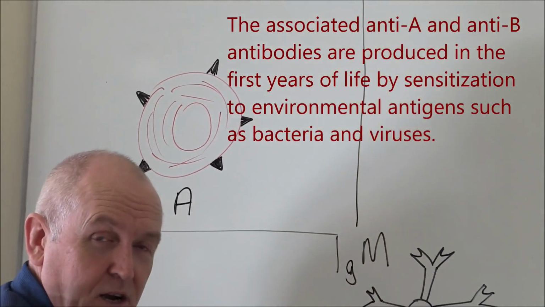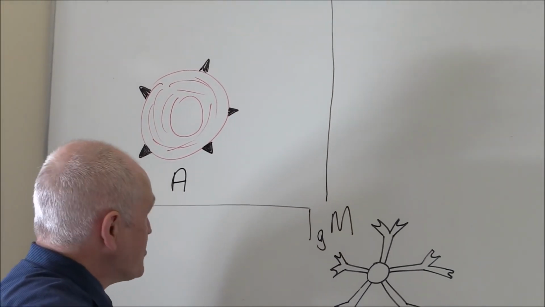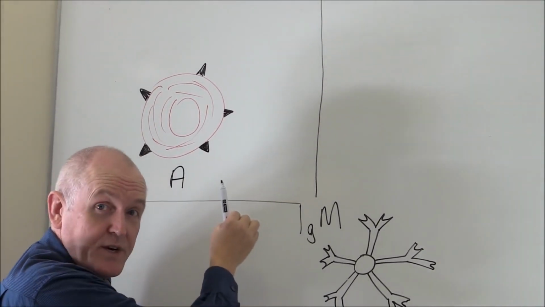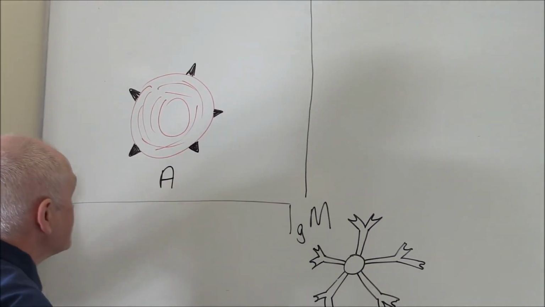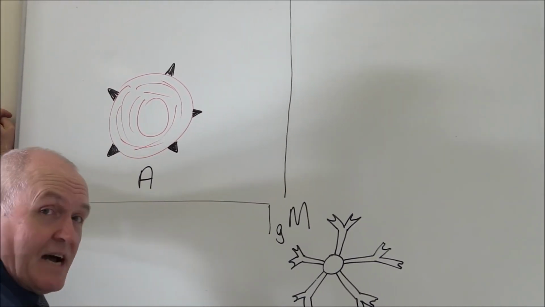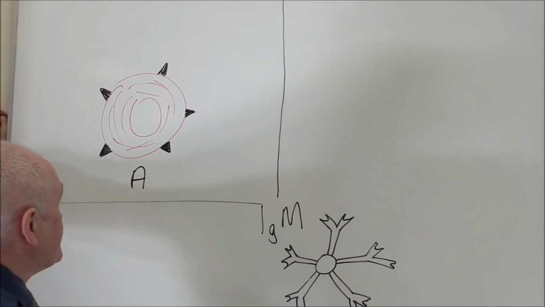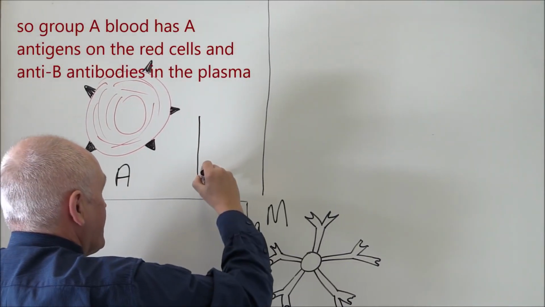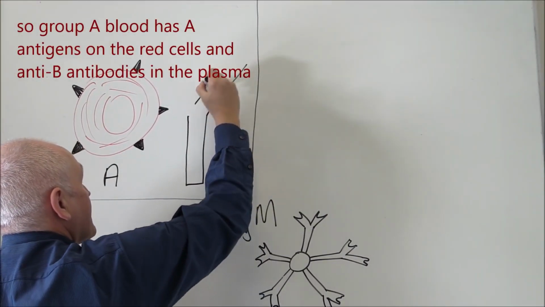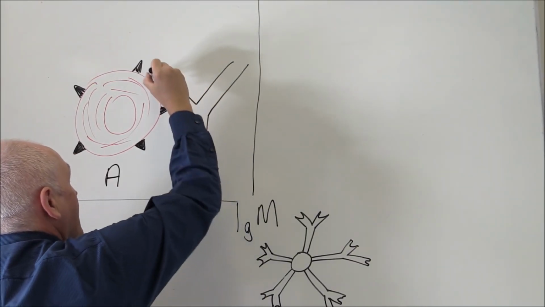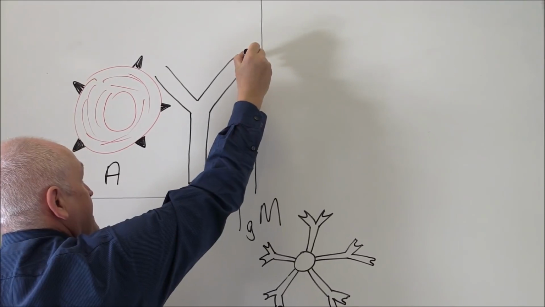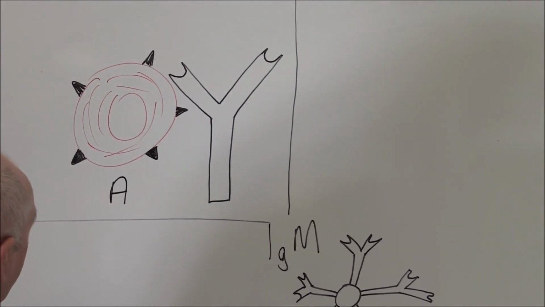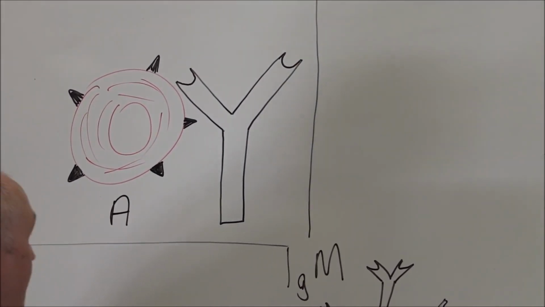And in the plasma, we're going to have antibodies to group B blood. So in group A blood, we know it's group A because it's got A red cells. In the plasma, it's going to have anti-Bs, antibodies to B antigens. And if we just draw one part of the immunoglobulin like this, just draw one part, we'll see that this has got a rounded end. It fits into a rounded potential antigen. So that is group A blood.